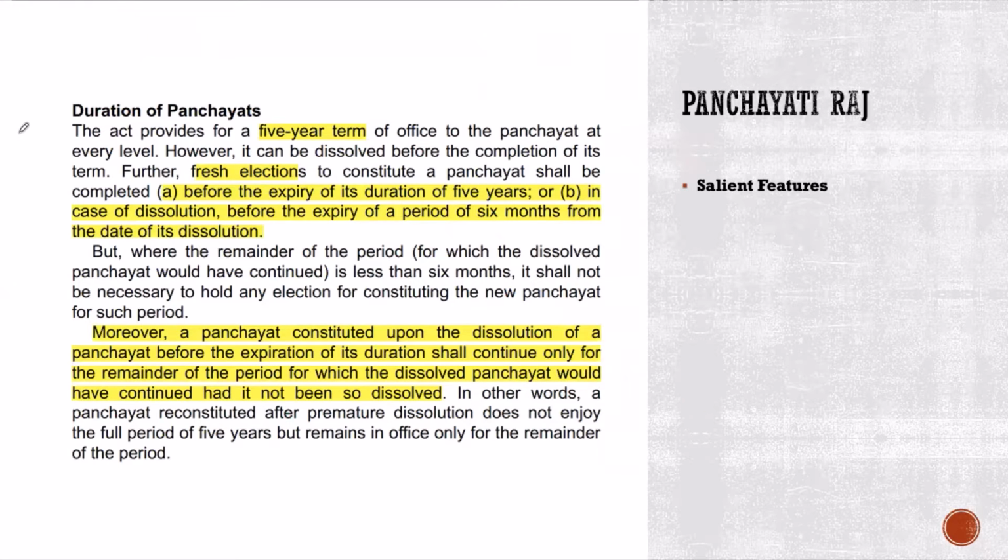Duration of panchayats. The act provides for a 5-year term. So what is the term? It is 5 years. It can be dissolved before the completion of its term, just like any other body that we've seen so far. But fresh elections to constitute a panchayat shall be completed before the expiry of those 5 years. And if it is dissolved, there is a dissolution of that entire body, then within a period of 6 months from the date of dissolution, you've got to have another election.